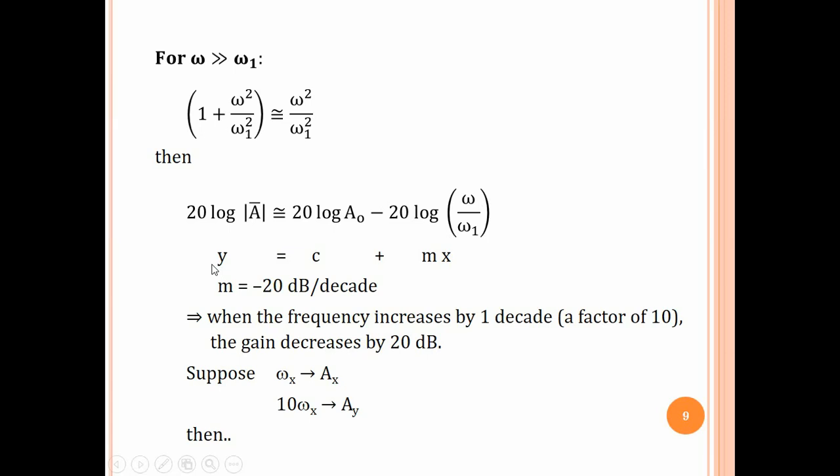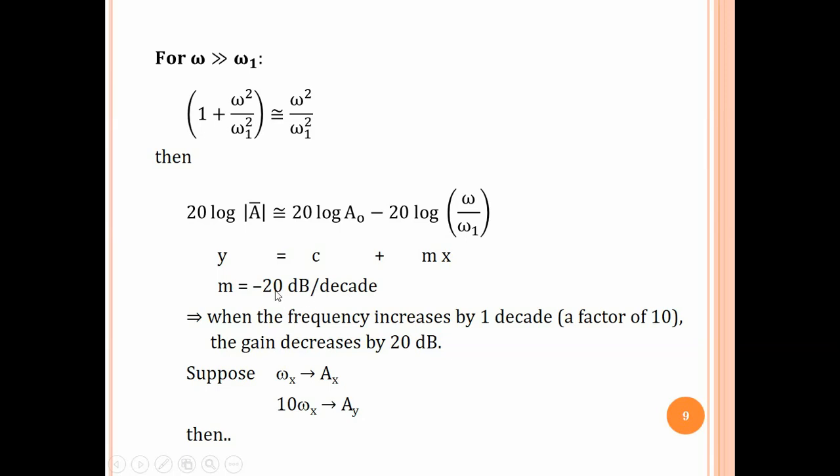So we can write this as y equal to mx plus c. C is a constant, y is our y-axis, x is our x-axis. Actually log omega is the x-axis, but it really doesn't matter. And m is the slope, and the slope is minus 20. The slope is referred to as dB per decade. It is actually not a dimension because neither dB nor decade are dimensions, but this is the way it is referred to, and we'll see the logic of this.